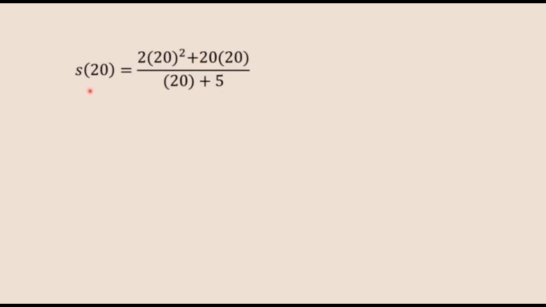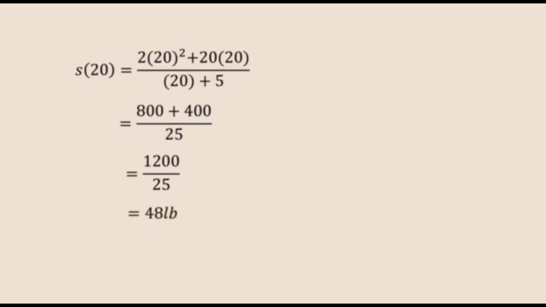So we get S(20) equal to 2 times 20 squared plus 20 times 20 over 20 plus 5. So we simplify the equation to be 800 plus 400 over 25, which is 1200 over 25. After simplifying the equation, finally we get a value of 48 lb, which is the amount of salt in the tank at the moment of overflow.